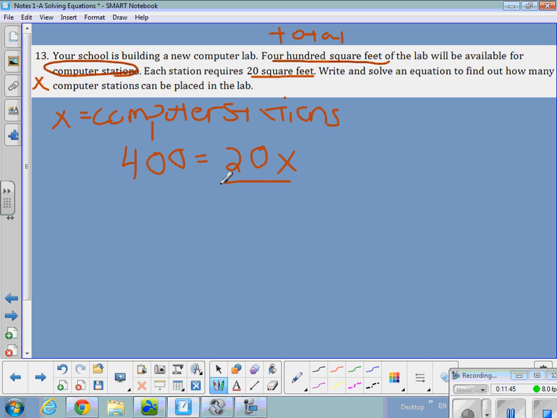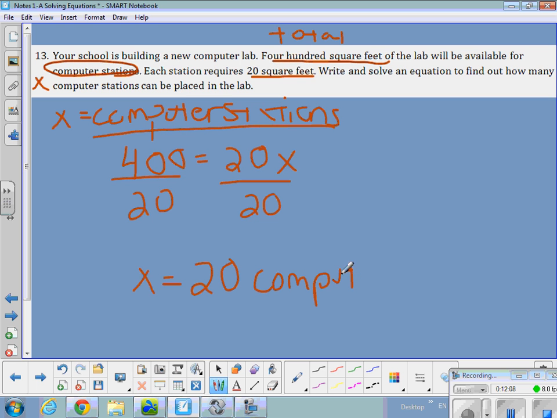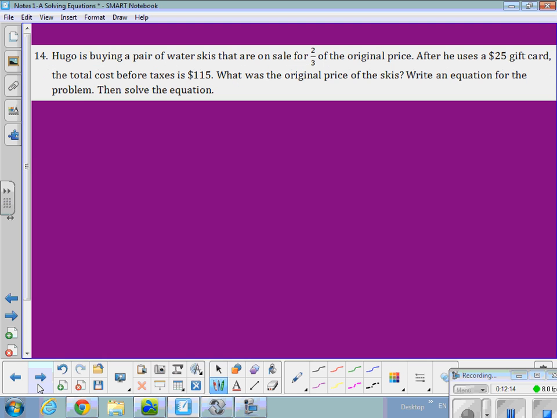So I'm going to divide both sides by 20. You can do it in your calculator, or some of you can maybe do it in your head. You're just going to take 400 divided by 20, and that's actually just going to give you 20. But this is a word problem, so we need to make sure we label it. Each computer station, x is represented by computer stations, so this is 20 computer stations. So we want to make sure that we get that labeled. Let's get the next one set up, and then we'll have you solve it on your own.